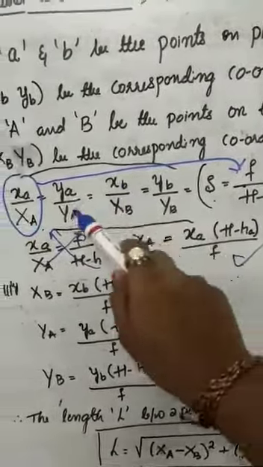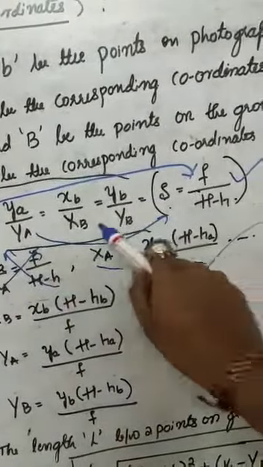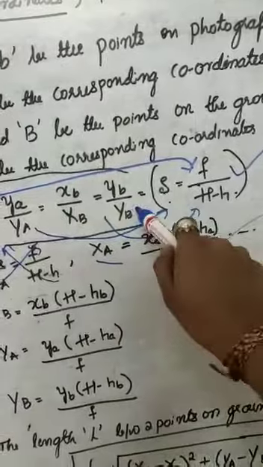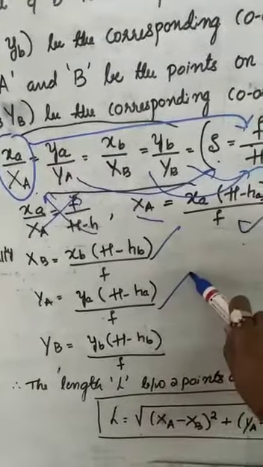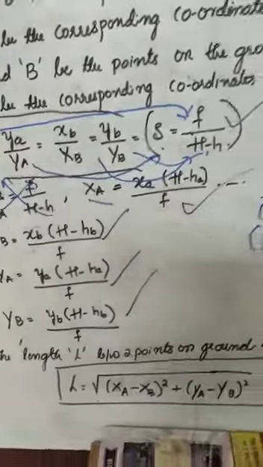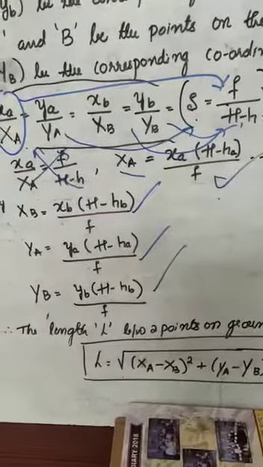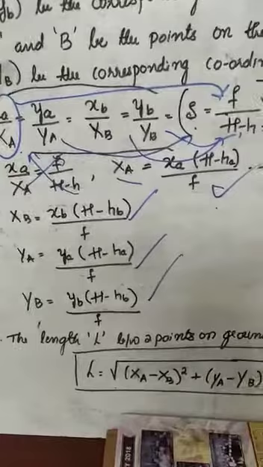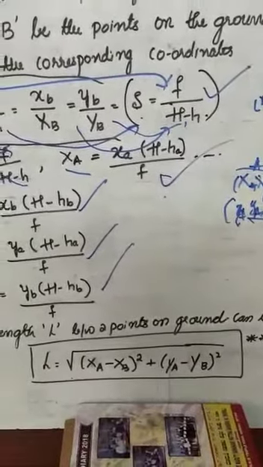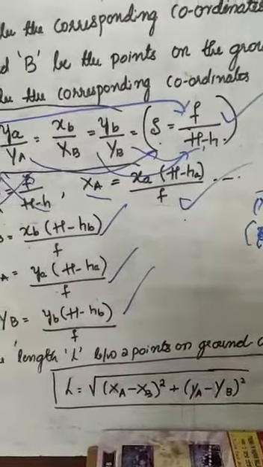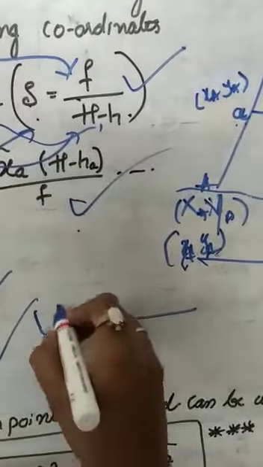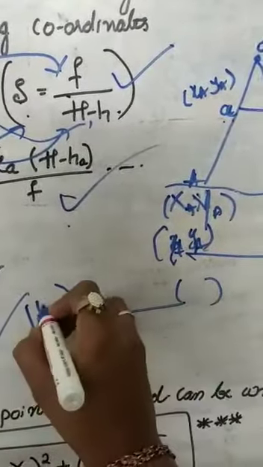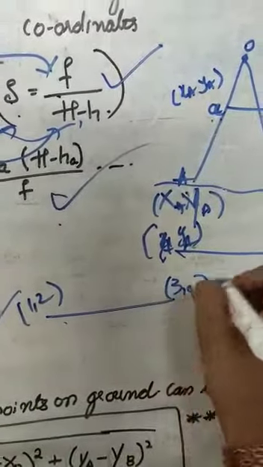In the similar way, consider one term, equate it to f, and write out the formulas for XB, YA, YB. Finally, as per the geometry, we can write the length L between two points on the ground. If we consider any straight line which has two points, let us consider 1, 2 and 3, 4.